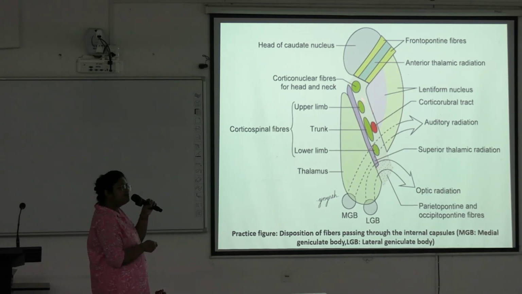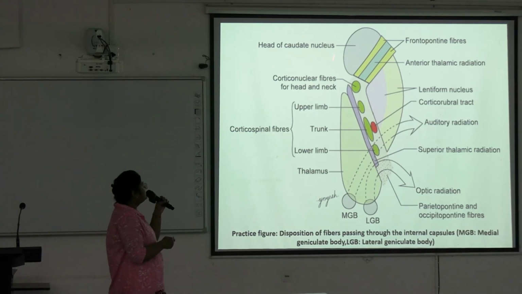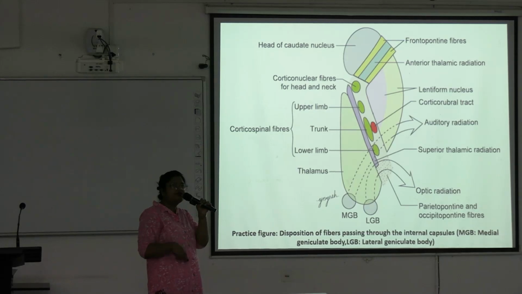Here in the posterior limb, this is the location for upper limb. Here is the trunk, and this is the lower limb. Here is corticorubral fiber. Okay, and the sensory fibers are located here. And here is optic radiation. LGB, lateral geniculate body, is connected to optic radiation, and this medial geniculate body is connected to the auditory radiation. This is retrolentiform and this is sublentiform part. And here also lie the parietopontine and occipitopontine fibers. Okay, understood? So these are the locations of different constituent fibers.